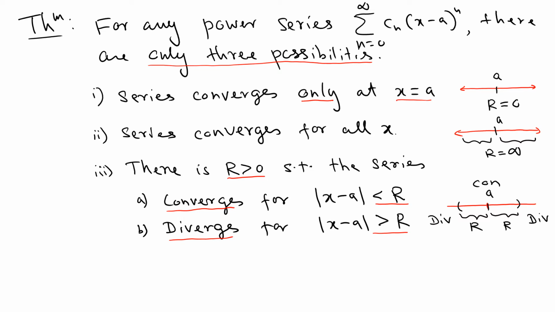So that's what we call the radius of convergence. If you go a radius from a, inside is going to converge and outside is going to diverge. So those two are the cases. Good.